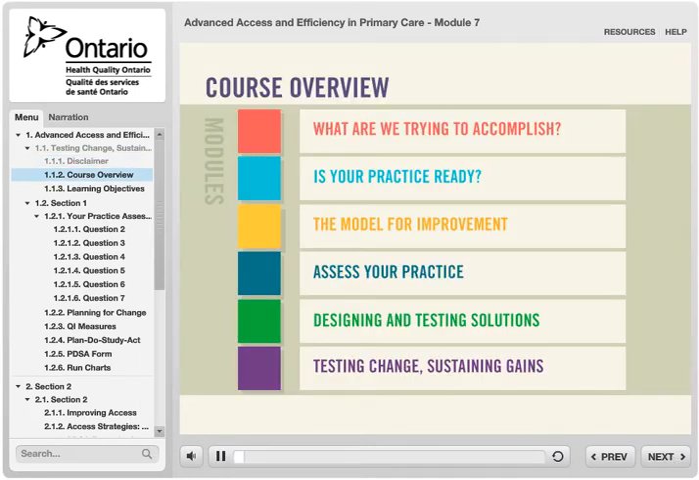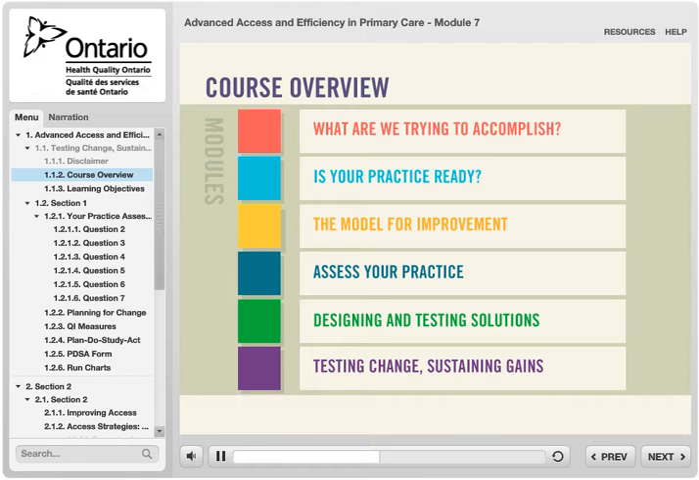This module will prepare you and your improvement team to use the PDSA cycle to test change ideas before adopting them in your practice. Review the practice assessment tool you completed with Module 3 and what you learned about your practice. Recall what change ideas for improving access and efficiency your team selected on the decision tree. These are good starting points.